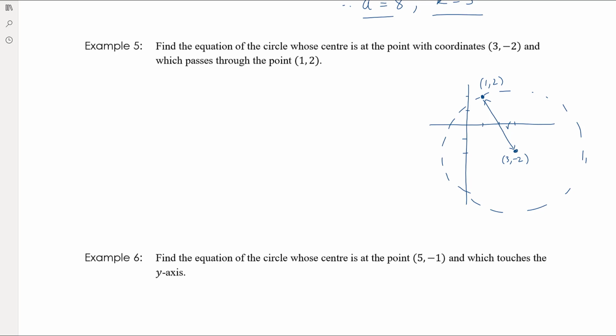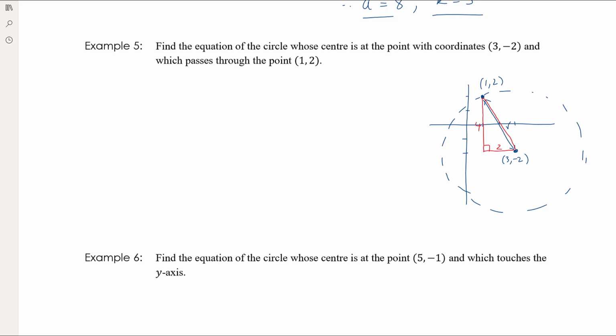Now, if you remember your distance between 2 points formula, that's great. If not, I've just drawn a beautiful diagram with a right-angled triangle here, remembering that the distance between 2 points is just Pythagoras' theorem. So the horizontal distance of the base of this triangle, x coordinates go from 1 up to 3, so that's 2. And then the y coordinates go from -2 up to 2, so that's 4.